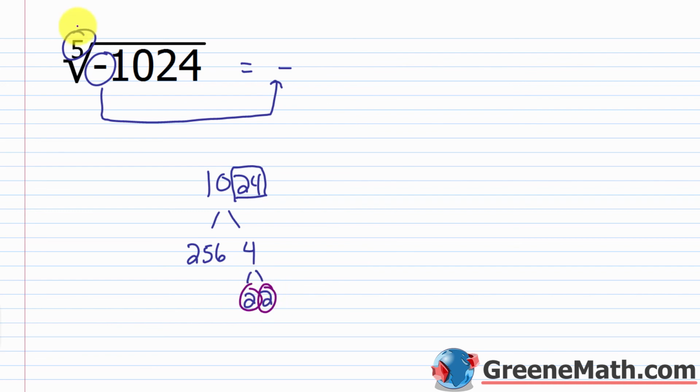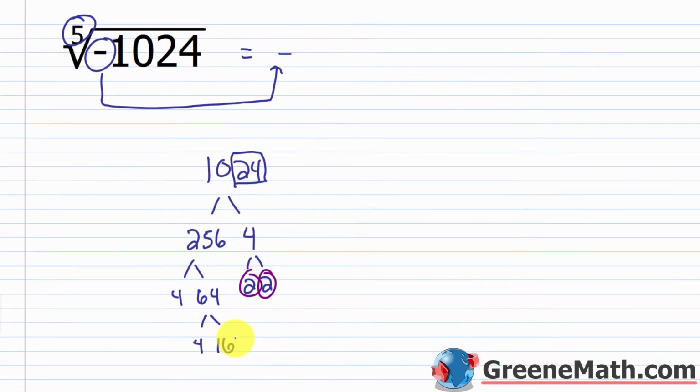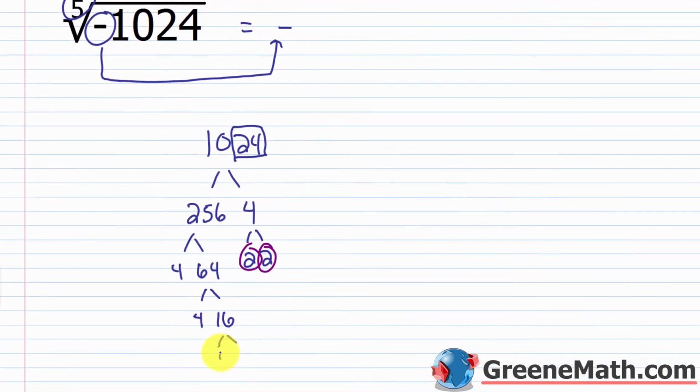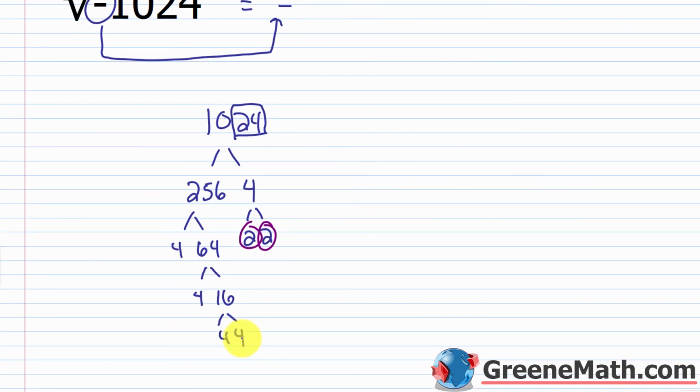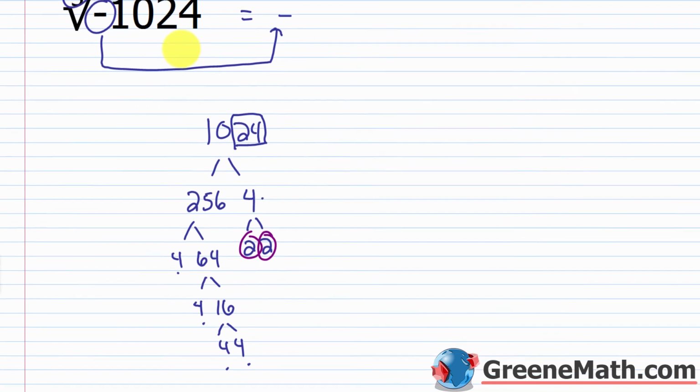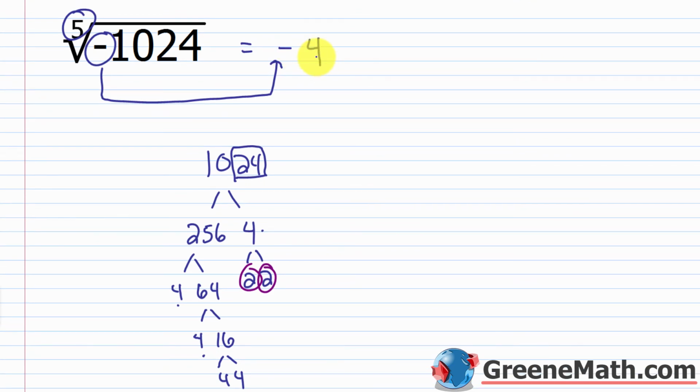So what about 256? Well, I know that's divisible by 4. This is 4 times 64. And 64 is divisible by 4. This is 4 times 16. And 16 is divisible by 4. This is 4 times 4. So without continuing on this factor tree, I've got 1, 2, 3, 4, and this original one up here, 5 factors of 4. So if I multiplied 4 times itself 5 times, I would get 1024, and that's what we're looking for. So this would be negative 4 as your answer.